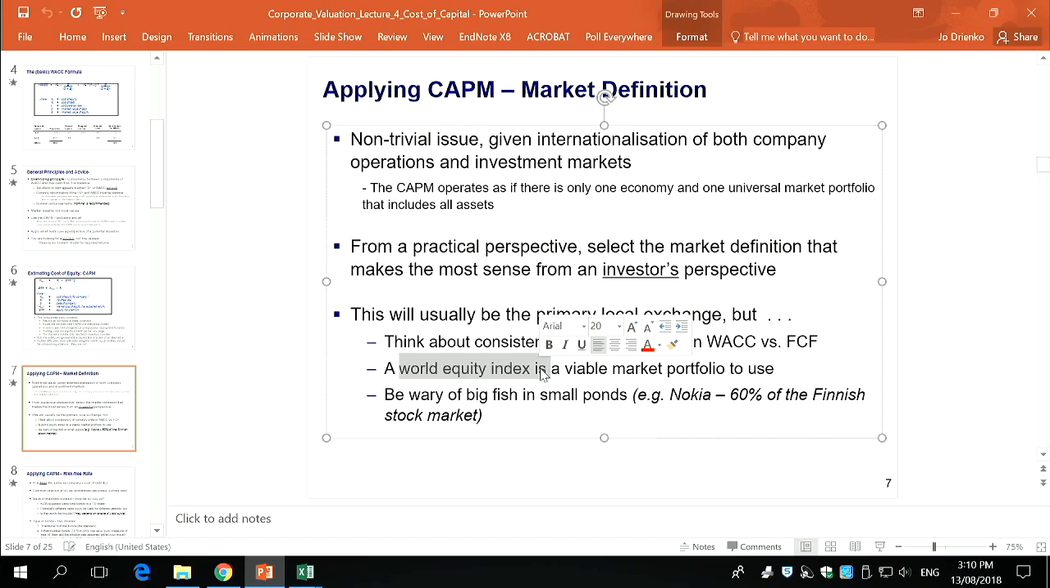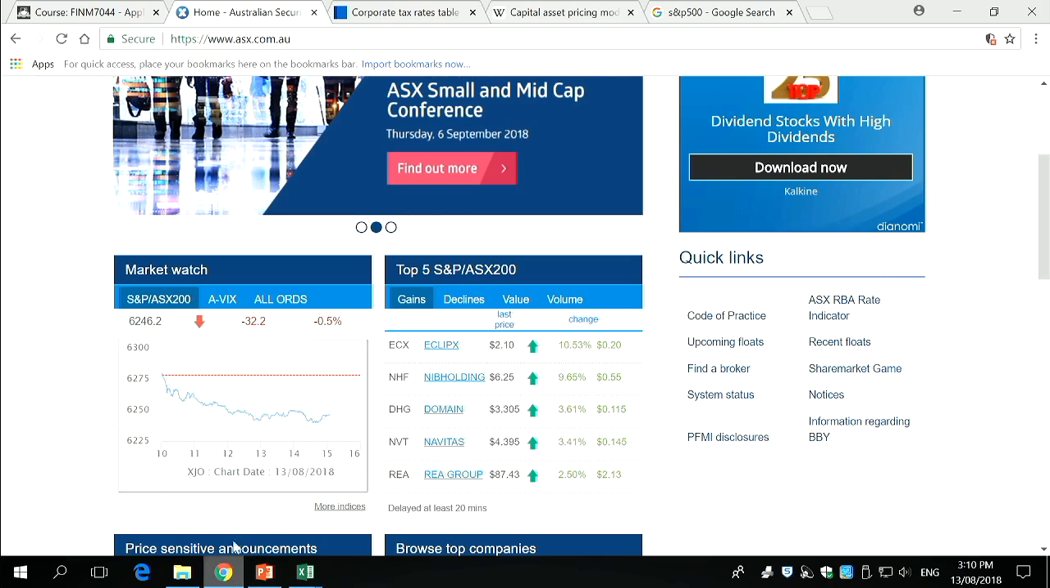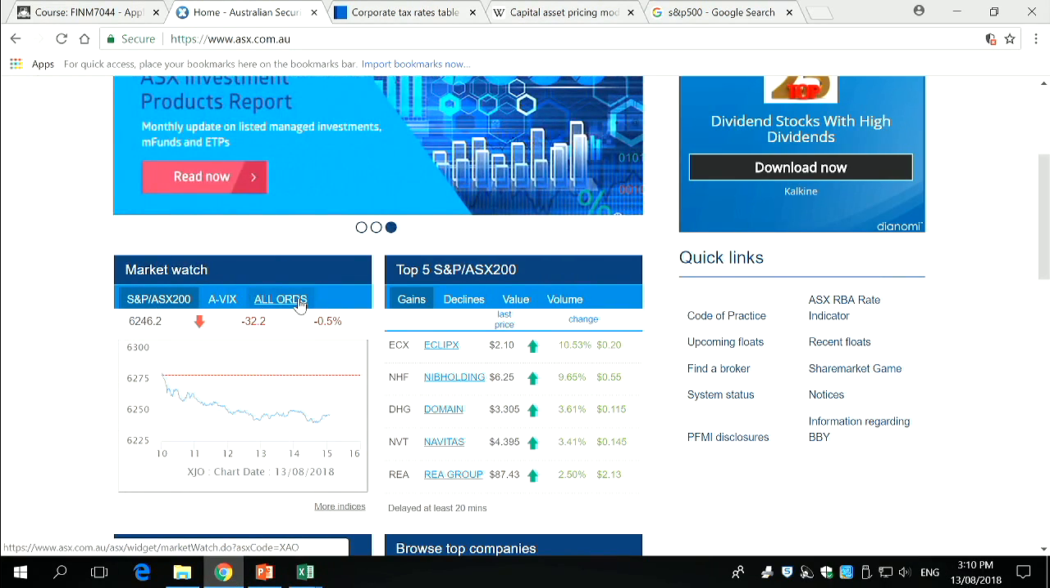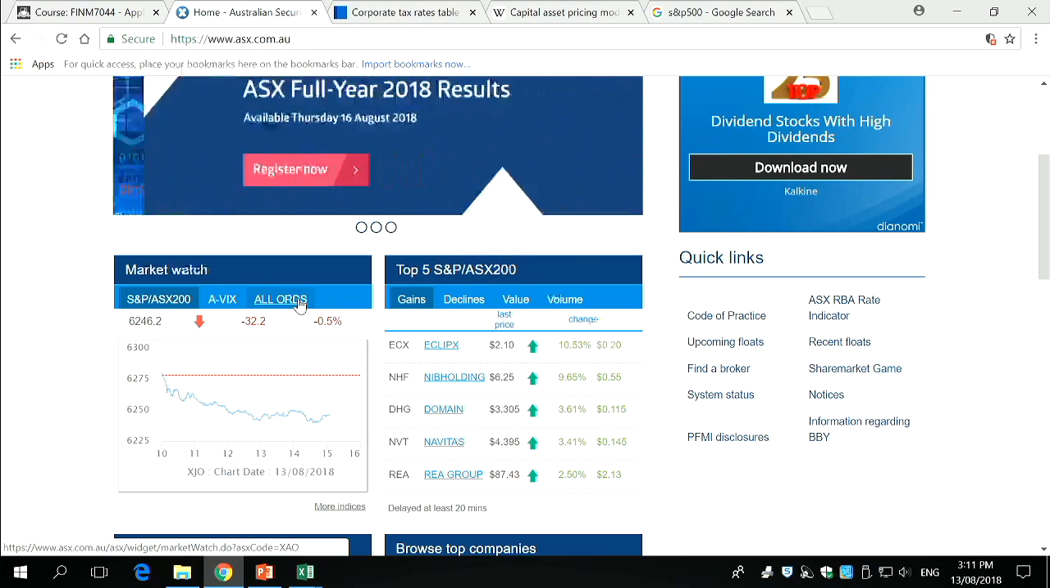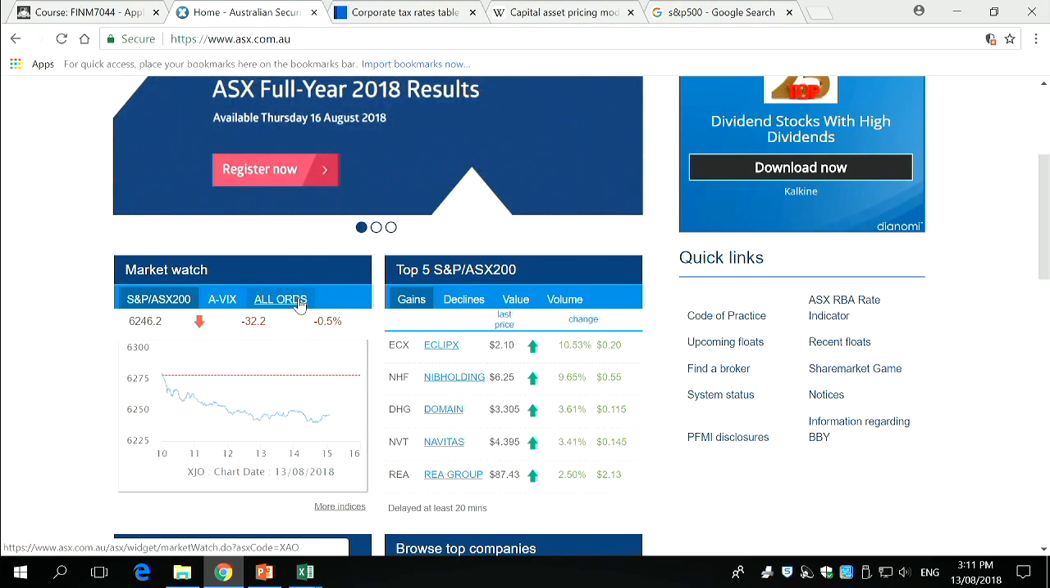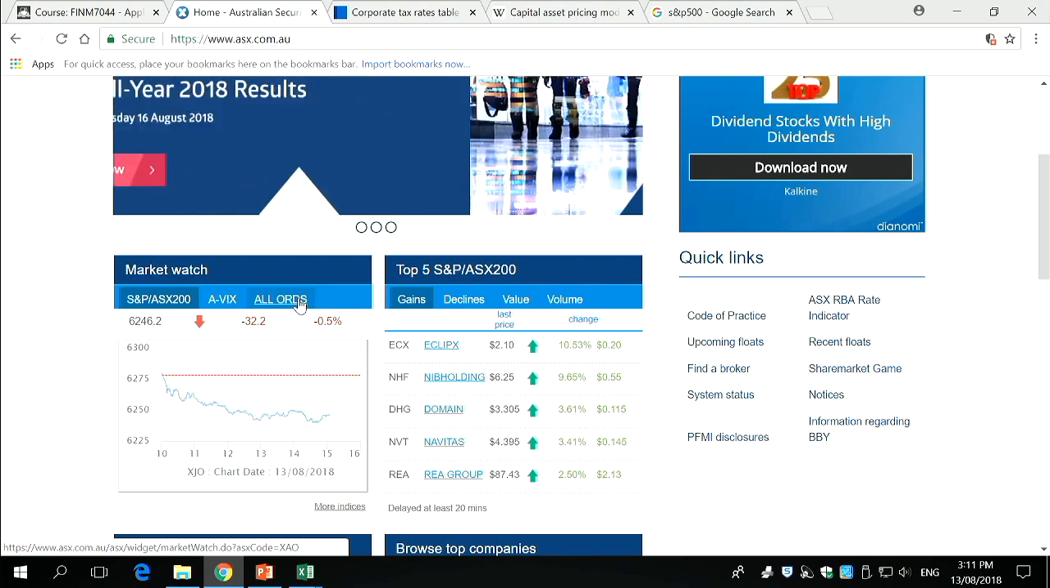Because all the indices are value weighted, except the Dow, which is price weighted. But all these indices, these stock indices that you can nominate as a market portfolio, let's say the ASX 200, are all value weighted, which means the largest companies have more influence. If Commonwealth Bank, Australia's largest company, goes down by 5%, the index will go down by 4.5% or 4%, right?